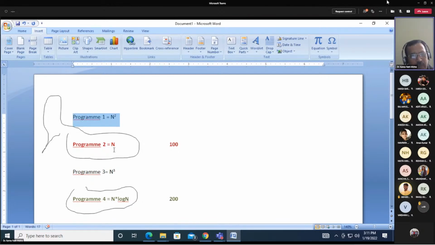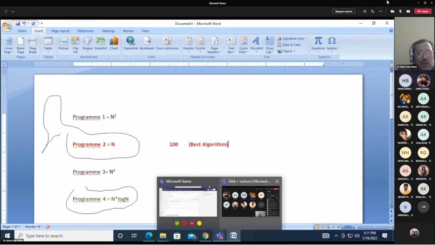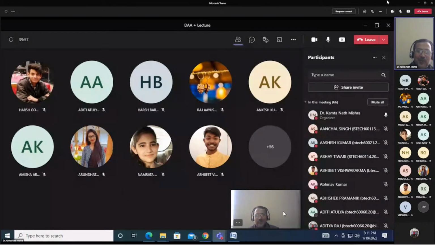So now all of you agree that program 2 is taking the minimum time. It means that as far as the best algorithm is concerned, the algorithm corresponding to program 2 is the best one. This is the best algorithm. All of you understood what I said? Yes, sir. So what was my basic question? 4 programs were there, and all the 4 programs were executed on 4 different machines.